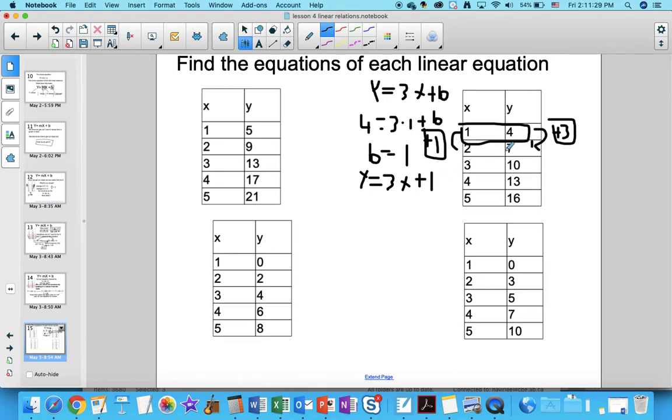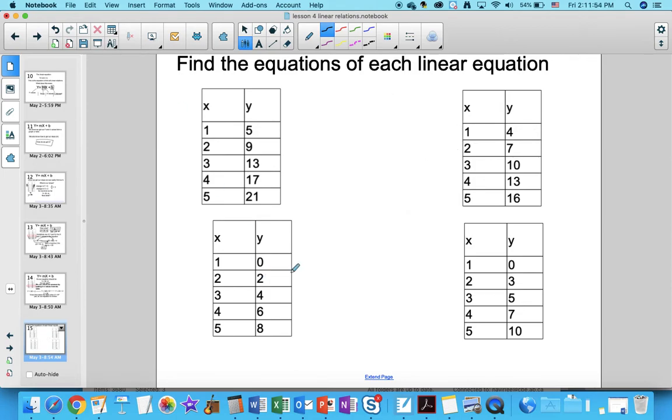And I can check my answer. Pick another one. Let's pick 2 and 7. Okay, if x is 2 and y is 7, so 7 equals 3 times 2 plus 1. 3 times 2 is 6, plus 1 is 7. It works. So we know that this pattern works. And now I'd recommend doing it one more time to make sure, but so far it seems to be working pretty well.